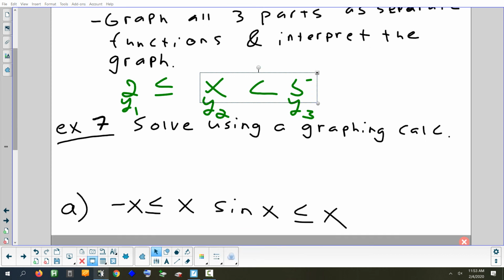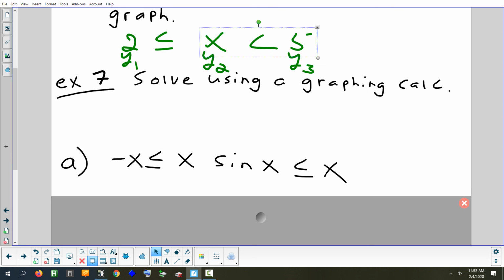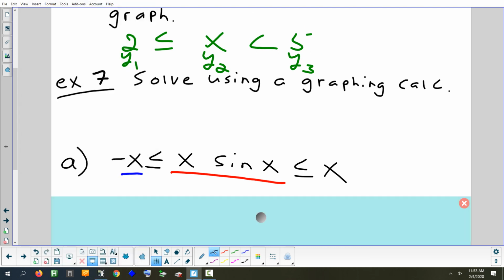So let's graph it. So we've got negative x, x sine x, which it's probably better to just clear it first if you've got something else in there, and x. So what I'm going to be looking for is where the graph in red is sandwiched between the blue and the black. So if you're thinking in terms of colors, you're looking for where the red is between the blue and the black.